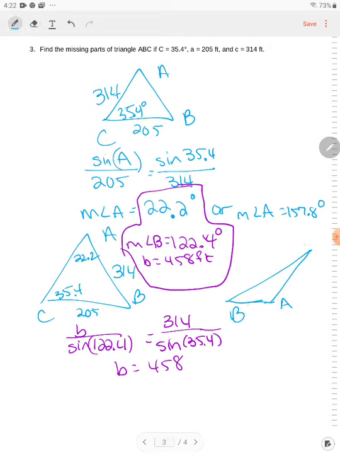A, B, C. So C was given at 35.4. So angle A plus angle C is equal to, I'm using the 157.8 plus 35.4. That is 193. That is greater than 180. So we do not have that second triangle there. And again, because B was an obtuse angle back here, there can only be one triangle given or drawn with an obtuse angle. Okay, let's try the law of cosines.